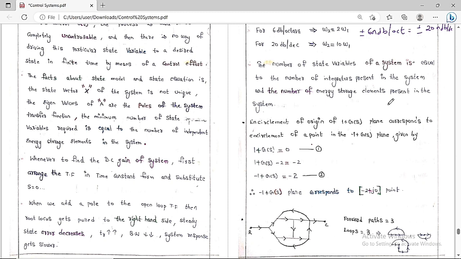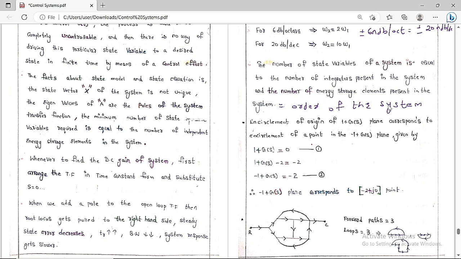So finally, I can say the number of state variables of a system is always equal to the number of integrators present in the system and the number of energy storage elements present in the system, which is equal to the order of the system. So you can write here it is equal to the order of the system. Let me write this point. So finally, the order of the system is always equal to the number of state variables present in the system, which is equal to the number of integrators present in the system or the number of energy storage elements present in the system.